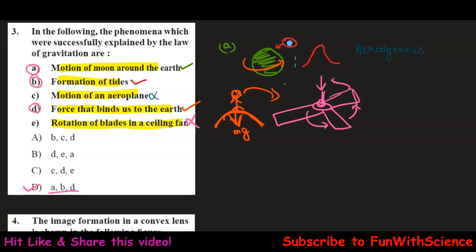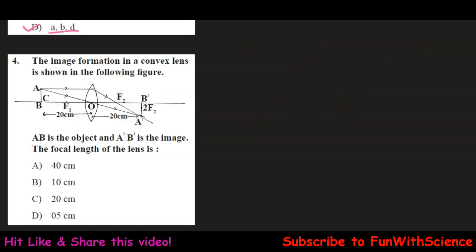Moving on to the next question. The question says the image formation in the convex lens is as shown in the following figure. So this is the figure, and AB is the object here, and A prime B prime is the image. It forms an inverted image like this. Now they are asking what the focal length of the lens will be. And now let us see some given data here.